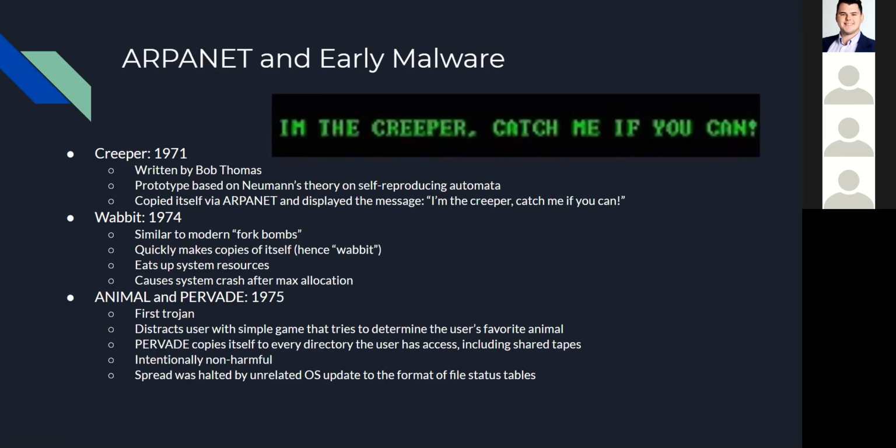In 1971, a researcher by the name of Bob Thomas had just read von Neumann's paper on self-replicating automata, basically probes that go out into space and then mine materials and create more probes to go out and do the same thing over and over again. So he wanted to create a program that could do that. It basically copied itself via ARPANET to other computers. It didn't do anything malicious, it just displayed the message, "I'm the creeper, catch me if you can."